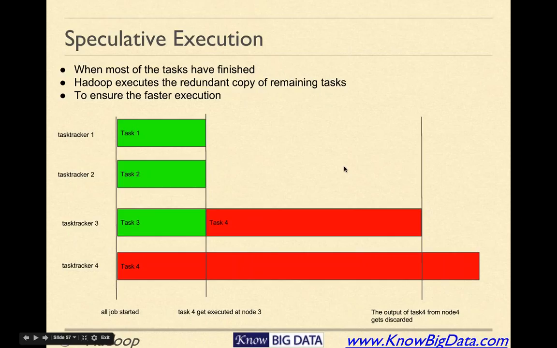Now, because of speculative execution, it helps to break down our work for many mappers into small parts, so that we are able to quickly figure out in the beginning itself which nodes are slower, so that we don't give work to those slower nodes and instead prefer the faster nodes.